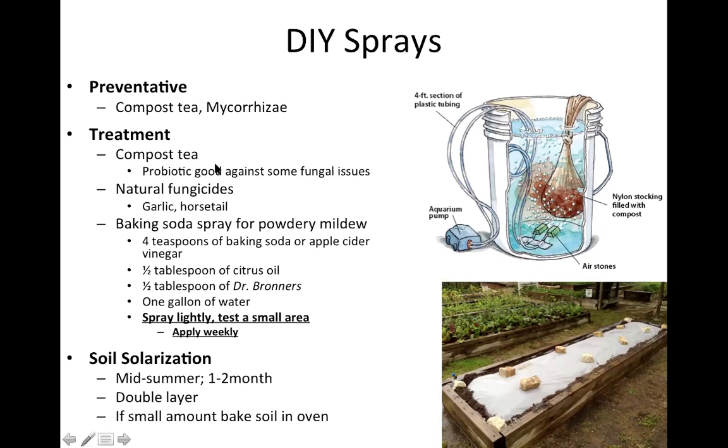You can make natural fungicides out of garlic and horsetail and things like that, and baking soda sprays are good for powdery mildew. Again, if you're making your own spray, just spray a little bit of it first, making sure your plant's not going to react terribly to it before you spray the whole thing.